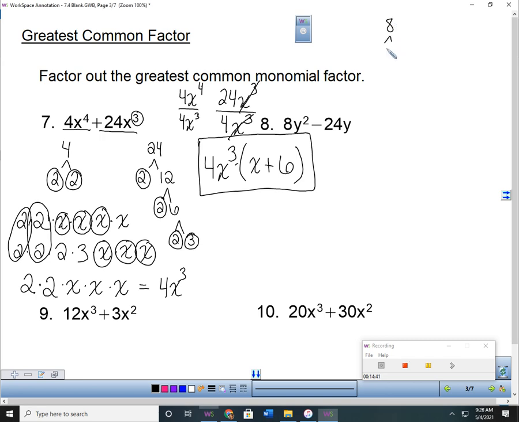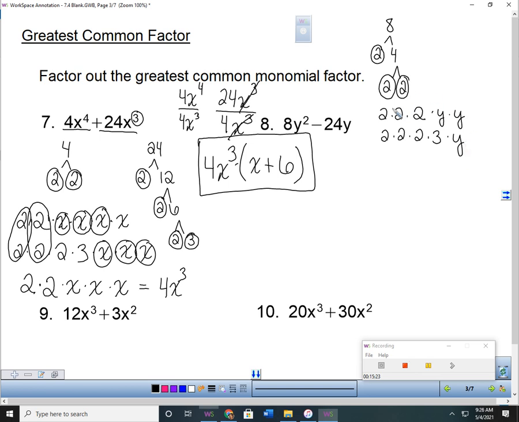So 8, that would be 2 times 4, and 4 is 2 times 2. And then we already did 24 on this one, so I'm not going to rework it up here. So for 8, you've got 2 times 2 times 2, and then you have 2 y's, y times y. For 24, we have 3 2's and a 3. So 2 times 2 times 2 times 3. And then we only have 1 y.